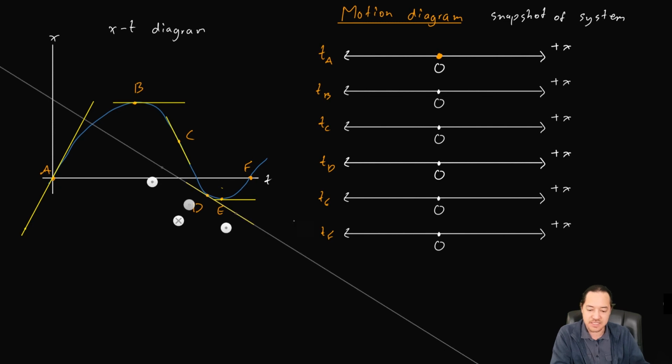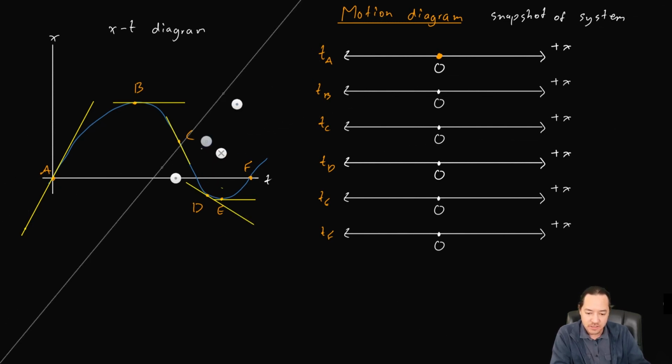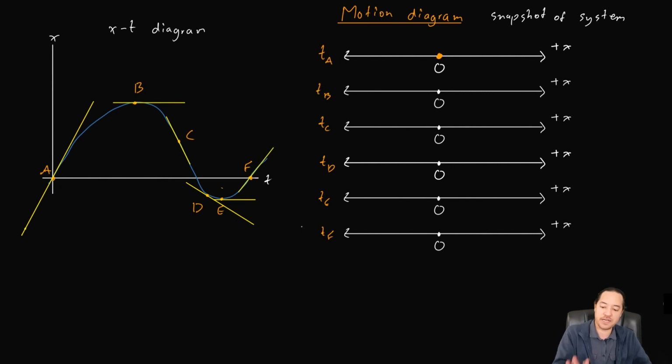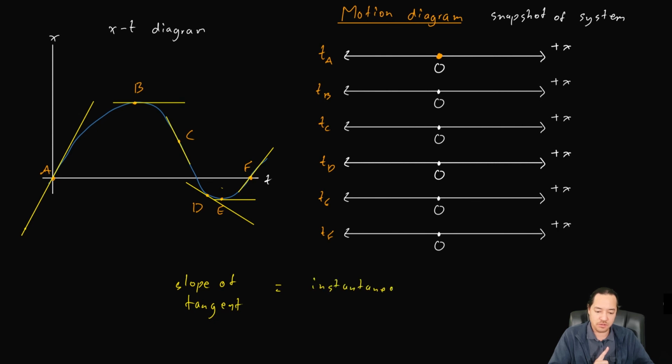Something like this. Okay, so that's the tangent line at point D. And finally at point F, it looks like it might be something like this. Okay, so what I've done is I've gone ahead and drawn the tangent lines on each of these points. And remember, the slope of the tangent line is equal to the instantaneous velocity. So that's the important point, right? The slope of the tangent is equal to the instantaneous velocity.